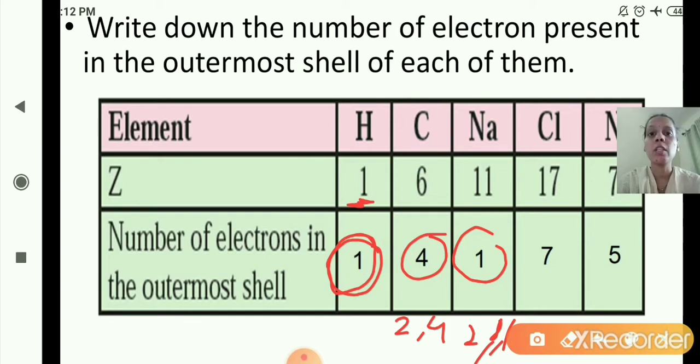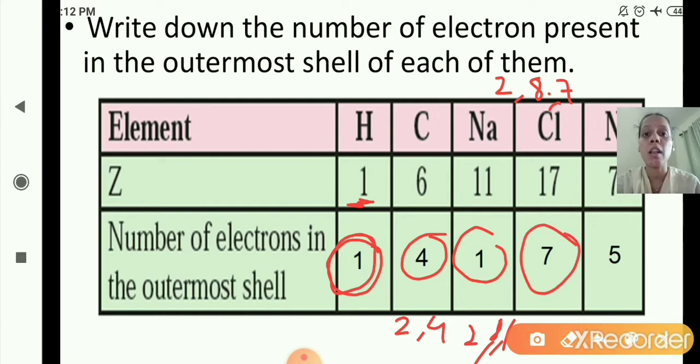Now the next one is chlorine, Cl. Number of electrons 17. So how will you accommodate? See, this is the electronic configuration for chlorine. 2, 8, 7, right? That is total 17. 2 in the K shell, 8 in the L shell, and 7 in the M shell. So the number of electrons in the outermost shell is 7. Outermost means the last shell.